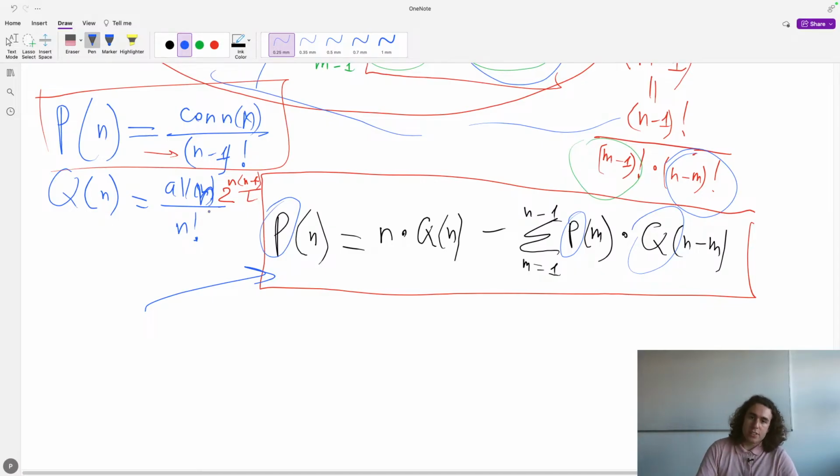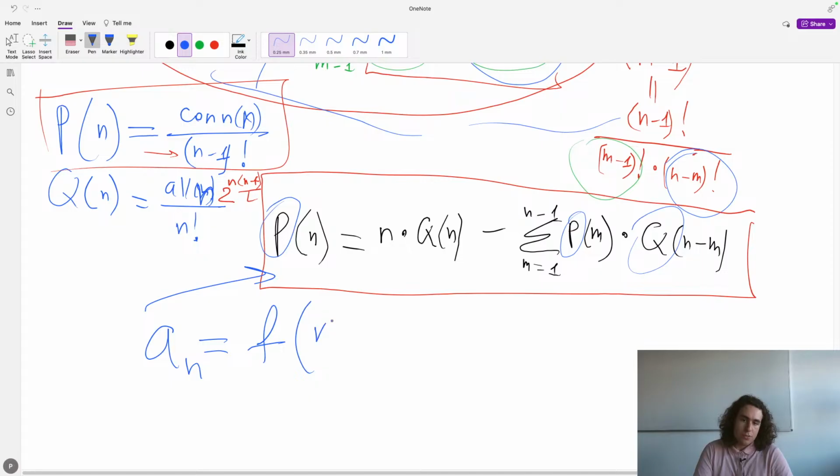And in general, we can solve any kind of formula that looks like this. So we have a of n that is some function of n and a sum over all smaller indices, right? Wait, what am I doing?